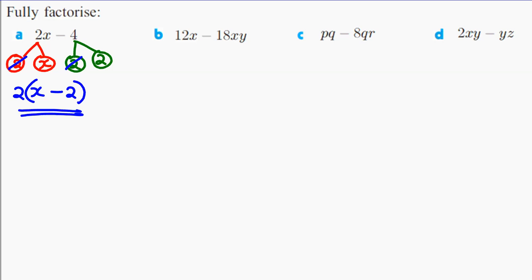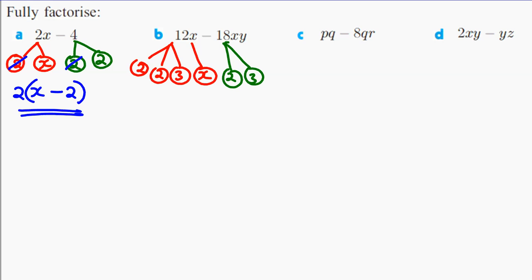So in B, I'll do the same thing. I need to come up with the factors of 12. I know 12 is 2 times 2 times 3. So 12x is 2, 2, 3, and of course we have x as well. 18xy will be 2, 3, 3, and we have x and y.